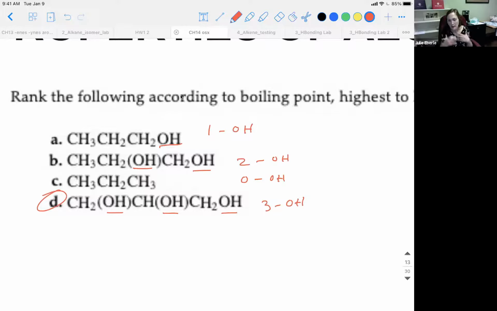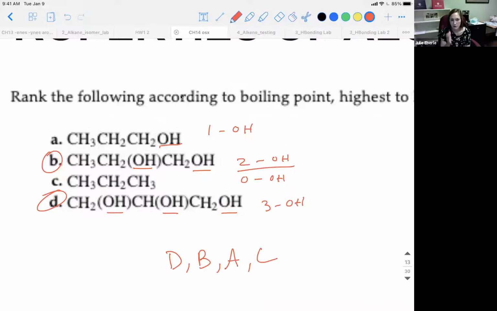The more hydrogen bonding, the higher the boiling point. So D for sure is going to have the highest. Then B is going to be our next highest because it has 2 OH groups. A is going to be next, and then C because C has no OH groups. So C cannot hydrogen bond at all.